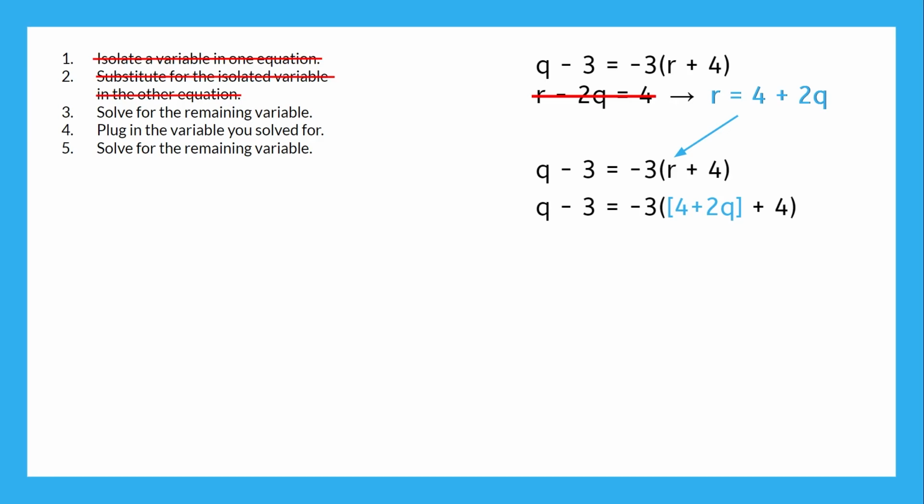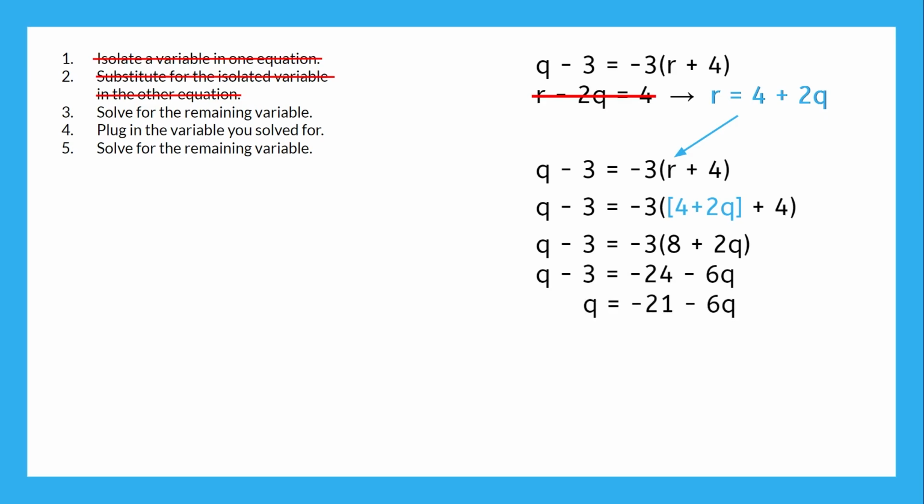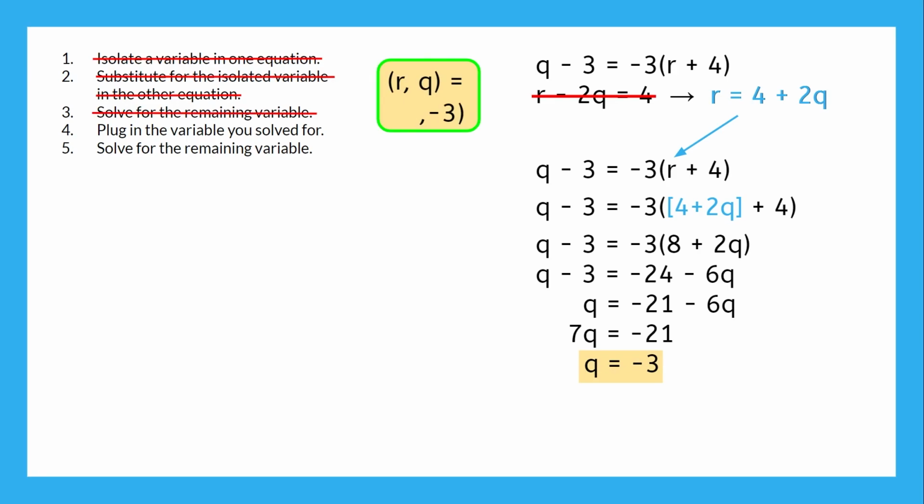Now, despite how complicated that looks, our new equation has only the variable q, which we can solve for. First, combine like terms inside the parentheses. Then distribute the negative 3. Then add 3 to both sides. Add 6q to both sides. And finally, divide by 7. Whew, that took a lot of steps, but we finally figured out that q is -3.